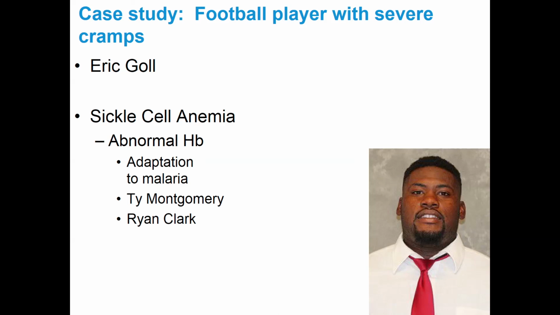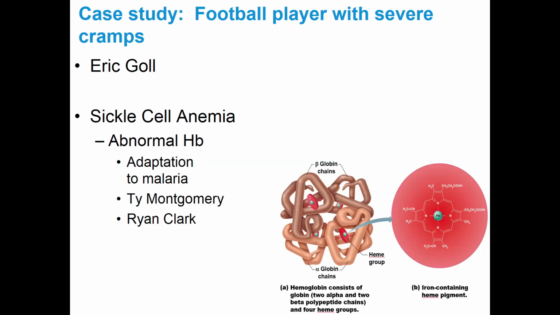And so what Eric actually died of was a condition called sickle cell anemia, which I would imagine you've heard of. So in the case of sickle cell anemia, what you've got is an abnormal hemoglobin. So this is the picture of hemoglobin that you've already seen. And so remember that there are 4 globin chains, 2 alphas and 2 betas.